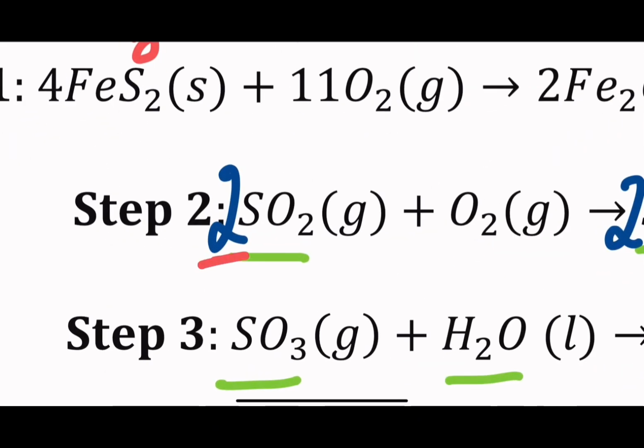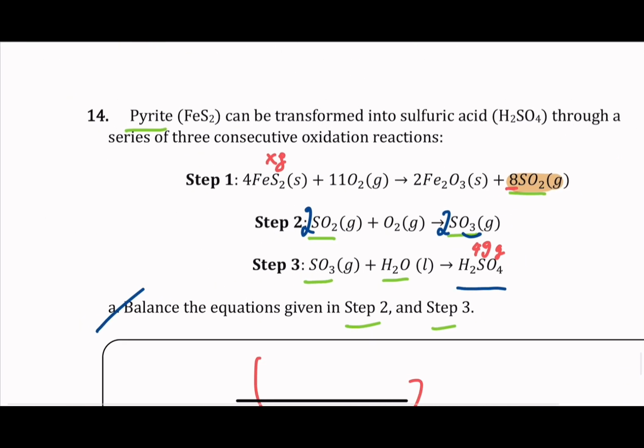So what I need to do, I'm just going to multiply the second equation by 4, the balanced reaction. So when I multiply by 4, this 2 becomes 8. So I'm going to delete it. This 2 becomes 8. And then this 1 becomes 4. And this 2 becomes 8 again.